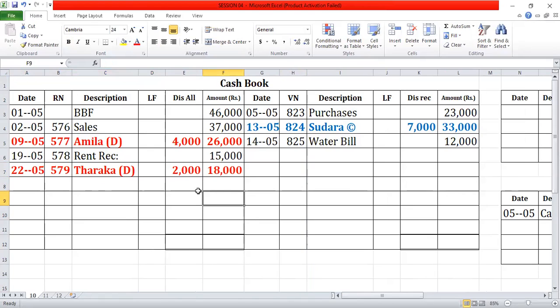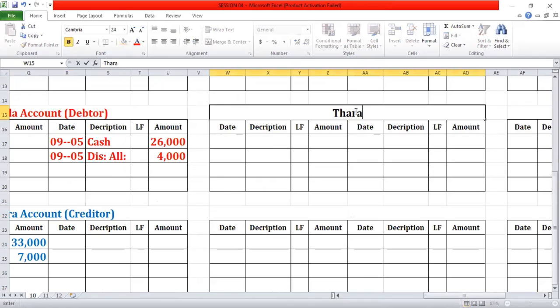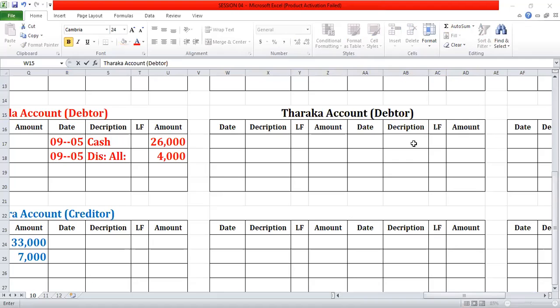Cash book. On the same day, we have to update the personal account of Tarak. Tarak account, debtor. It's a debit balance, right? So Tarak is a debtor. Now we have collected cash from him. The date is 22nd of May. Description cash. Collection is 18,000.